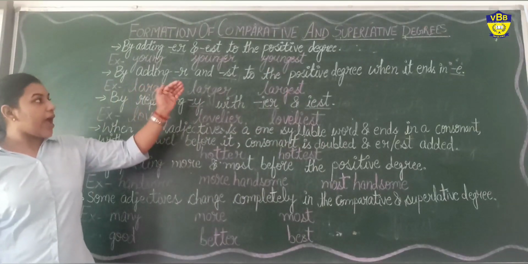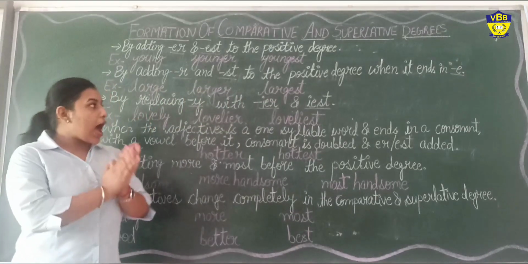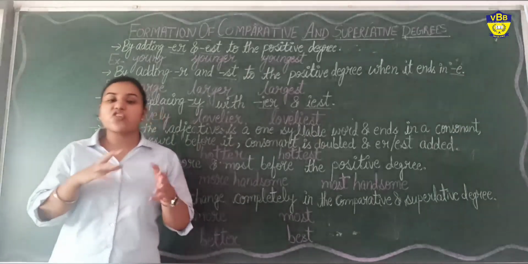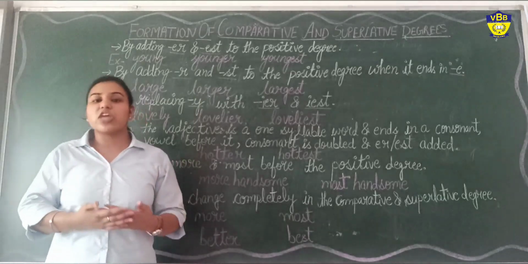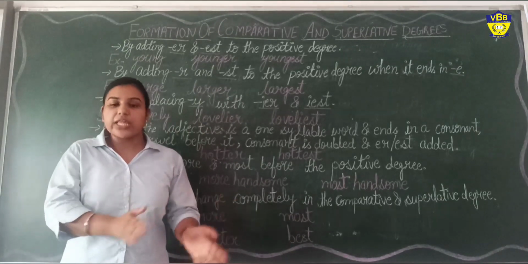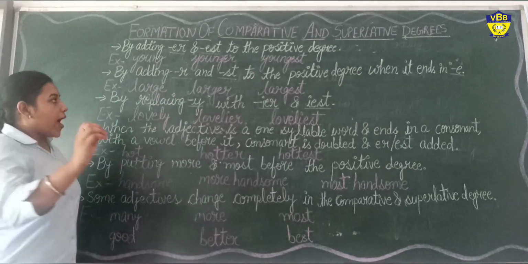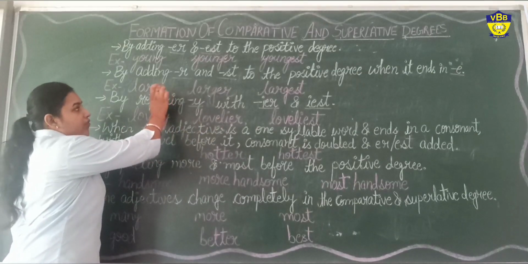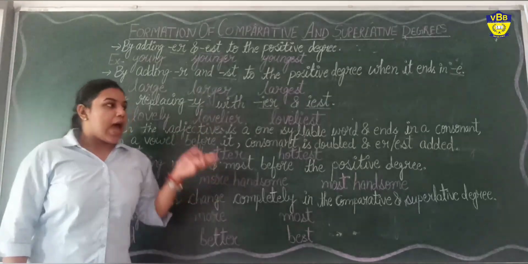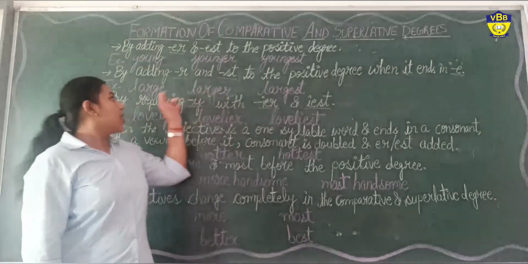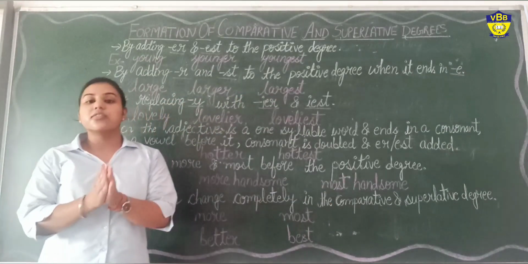Now by adding R and ST to the positive degree when it ends in E. If we add R and ST to those words which end with the alphabet E at the last, then we can simply change those words into comparative degree and superlative degree. For example, large is written here. So I just put R with this large and I would get larger, the comparative degree word. And if I put ST at the end of the word large, then I would get largest, that is the superlative degree word.